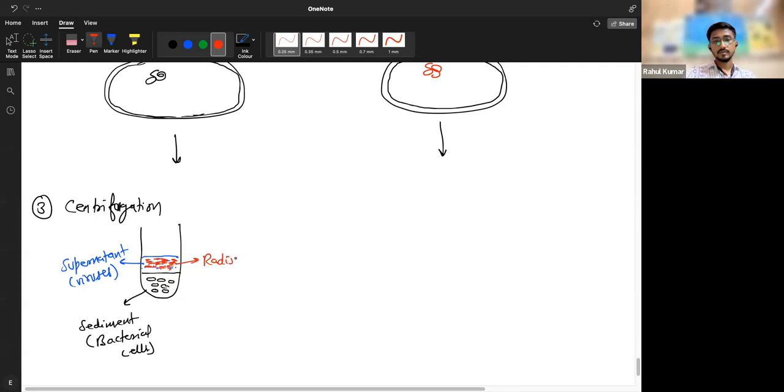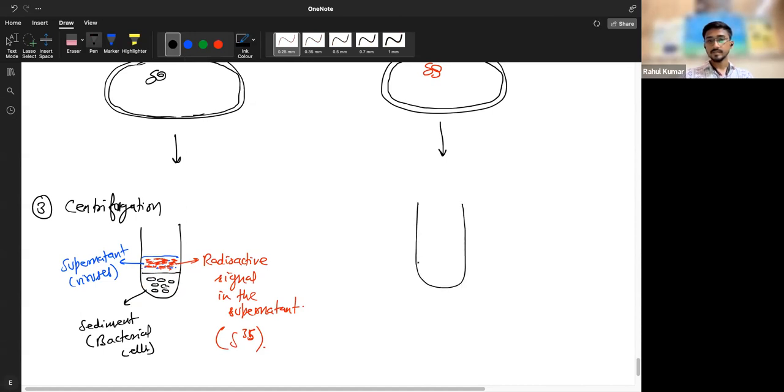So write down: radioactive signal in the supernatant. And what is present in the supernatant? Sulfur 35, which is marking the protein. So which means that protein does not go into the bacterial cells as a genetic material. Do you understand?